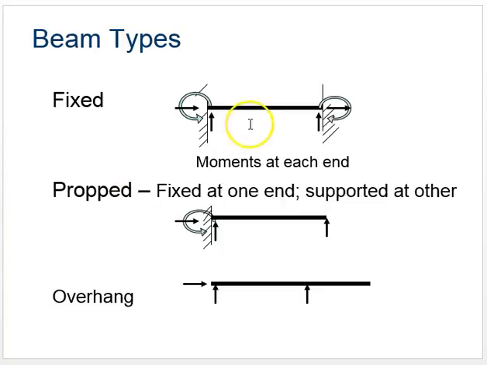Beam types. So this type is fixed on both sides, totally glued in on both sides. It can't move in either direction. Propped would be totally fixed on one end with just a support at the other, or an overhang. You see the overhang a lot in construction where this end is pinned and then you have a support here, but this end is actually just sticking out.